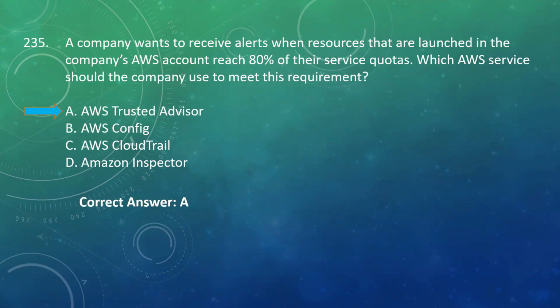AWS Trusted Advisor is a service that provides real-time guidance to help you provision resources following best practices, optimize resources for better performance, and enhance security by identifying potential vulnerabilities. It also includes checks for service quotas and can alert you when you are approaching or exceeding certain resource limits.